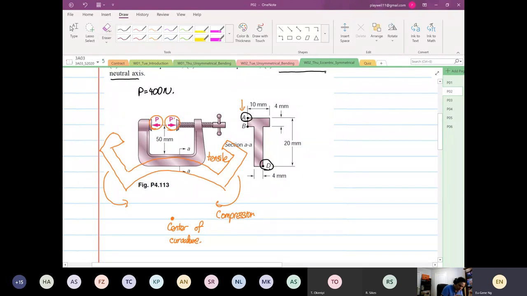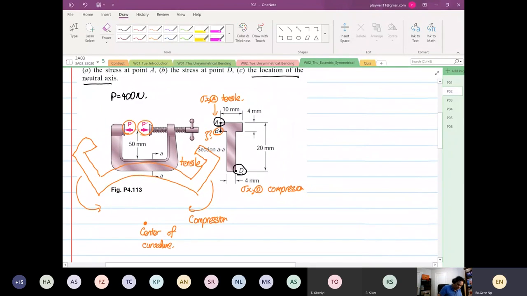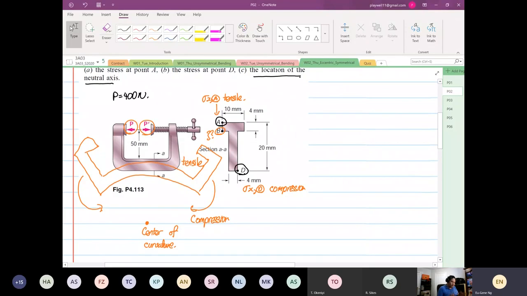Okay, so stress X at point A is going to be in tensile, and stress X at point D is going to be in compression. B, we don't know yet. Why don't we know yet? It all depends on the location of the centroid. It can be equal to 0, it can be tensile, and it can be compression. So we don't know yet. Okay. So that is what we have gathered. So have all this information ready already. When you're analyzing your structure, these are the things that will help you.